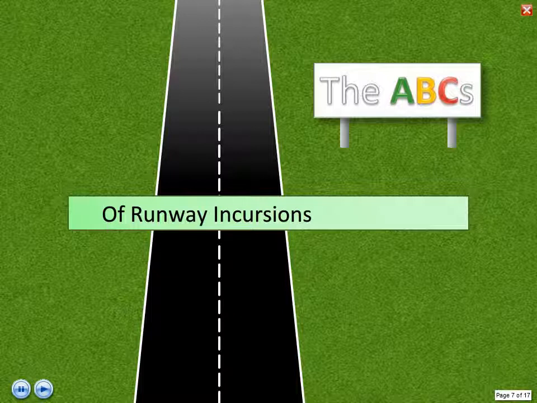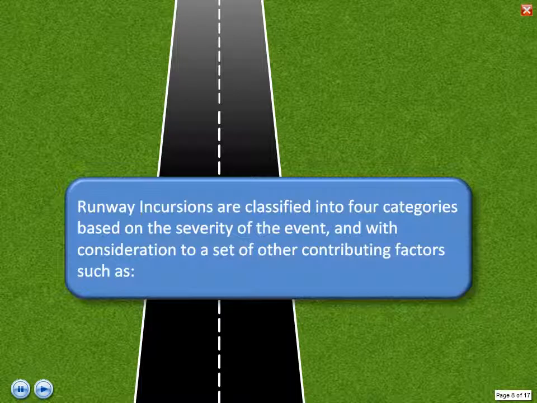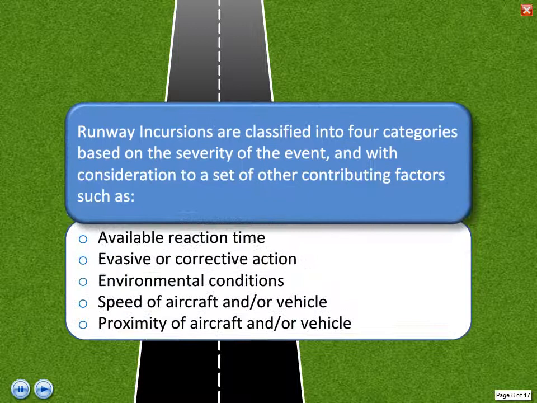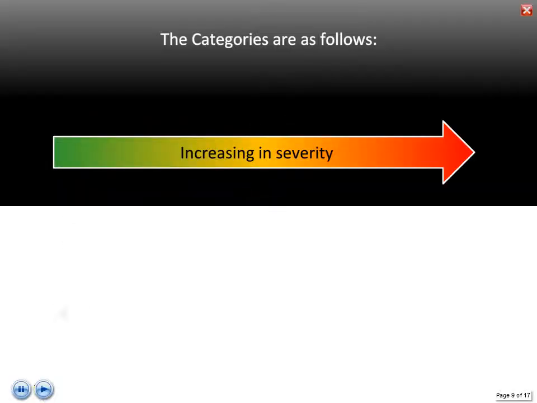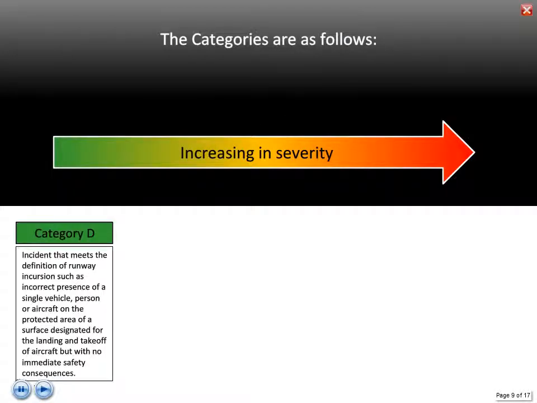Let's talk about what we like to call the ABCs of runway incursions. Runway incursions are classified into 4 categories based on the severity of the event and with consideration to a set of other contributing factors. Let's take a minute to explore some of the details of these categories. A Category D event is an incident that meets the definition of runway incursion, such as the incorrect presence of a single vehicle, person, or aircraft on the protected area of a surface designated for the landing and takeoff of aircraft, but with no immediate safety consequences.